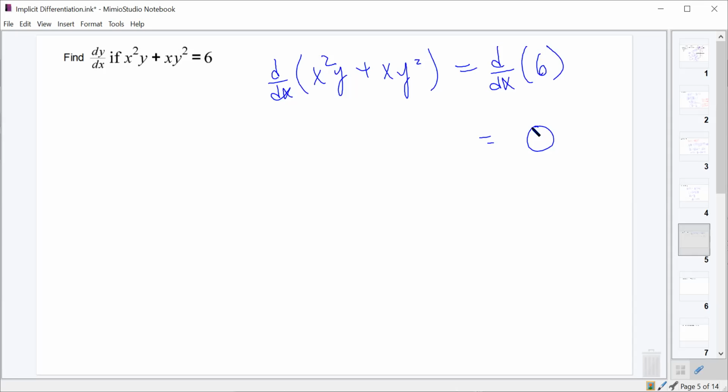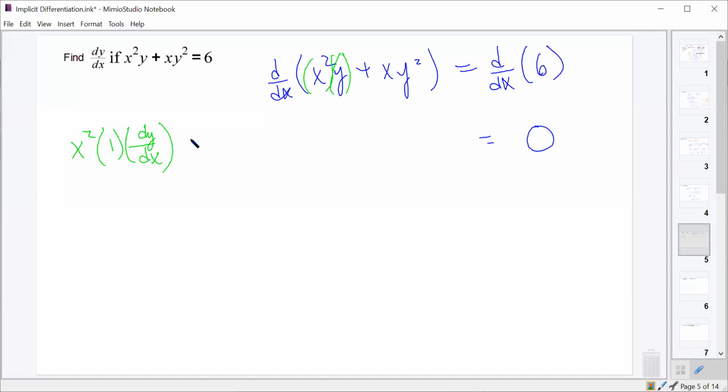Do you need to use the product rule? You definitely do. This is a function times another function. It's x squared times y, a function times a function. So we'll do x squared first, right? First function times the derivative of the second. So what's the derivative of y with respect to x? It's 1 times dy dx. Yep, 1 times dy dx.